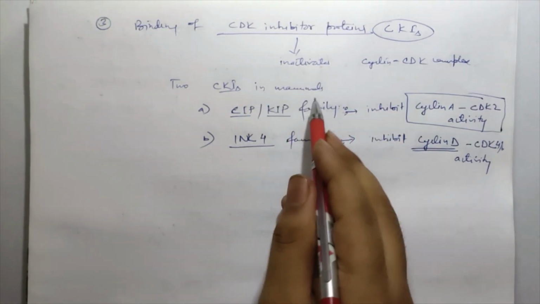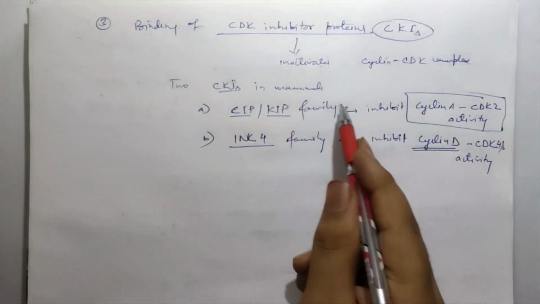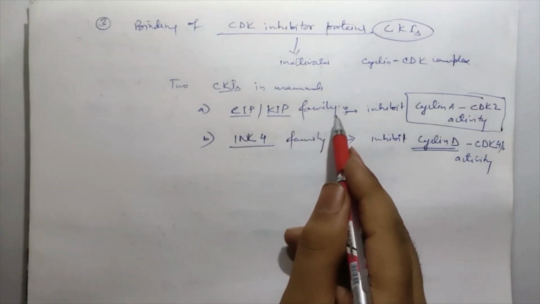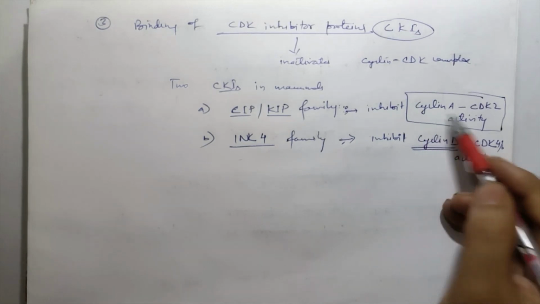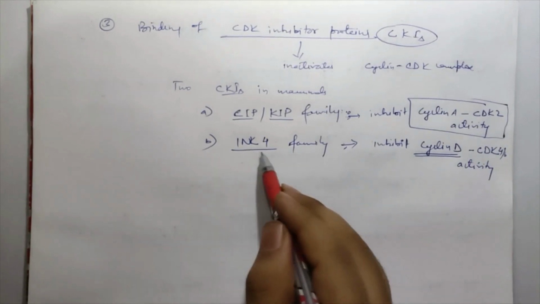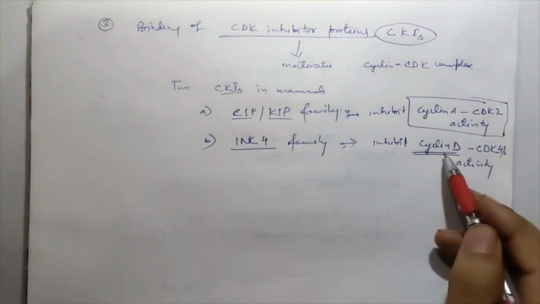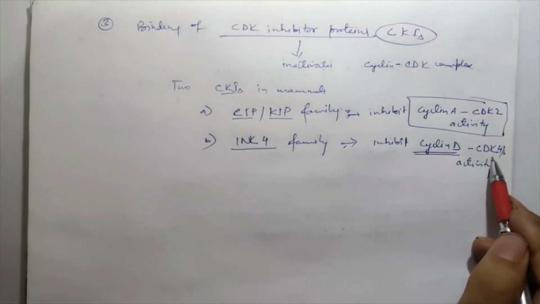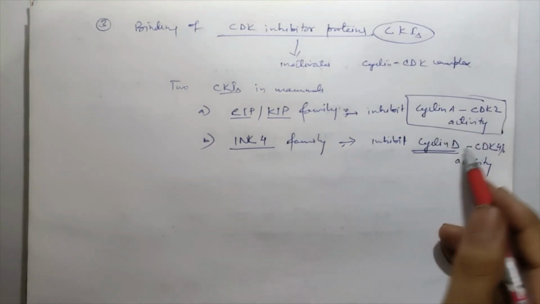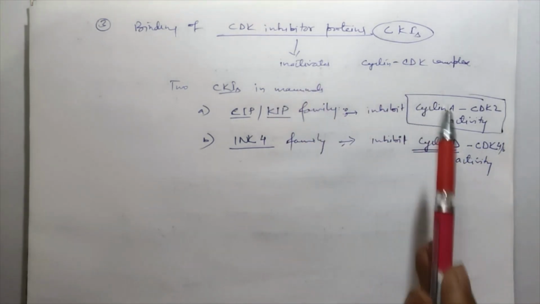In mammals, two types of these CKIs, that is CDK inhibitor proteins, have been discovered, and they belong to two different broad families. The CIP family inhibits cyclin A and CDK2 activity. And the second family is the INK4 family, which inhibits cyclin D and CDK4 or 6 activity. So basically they are linked with inactivation of these Cyclin-CDK complexes in mammals.